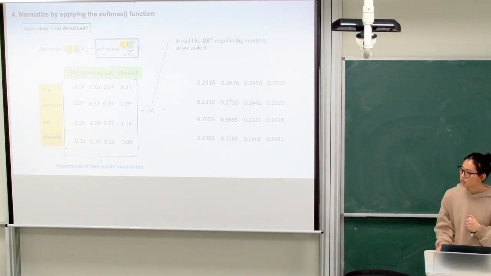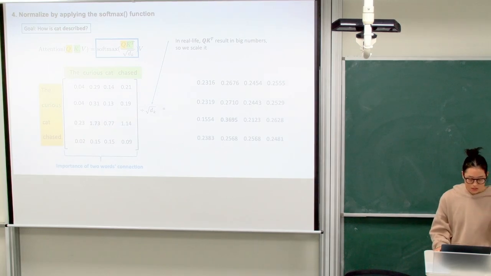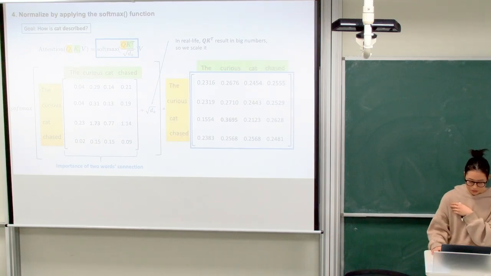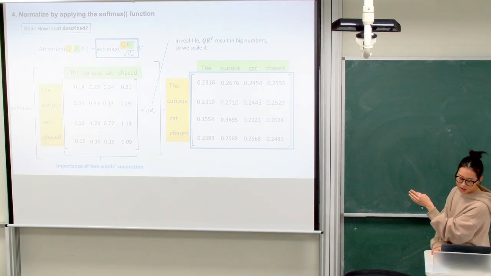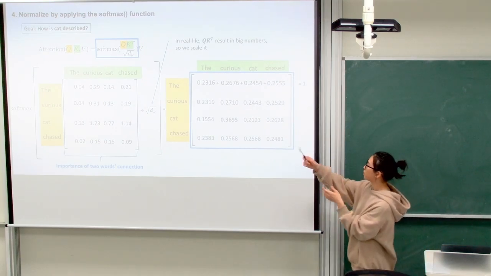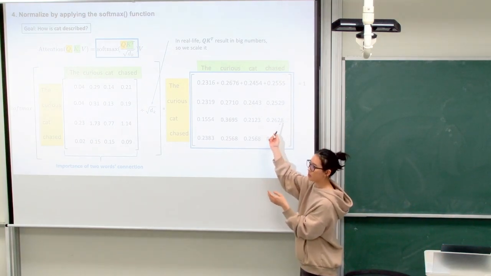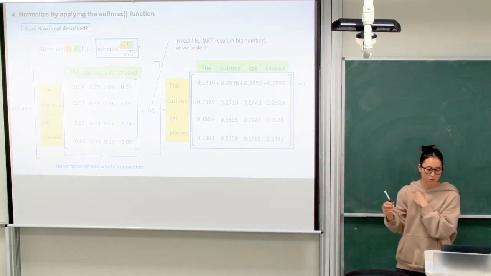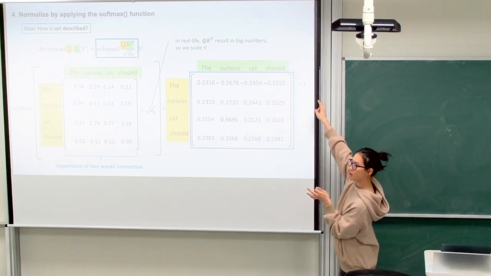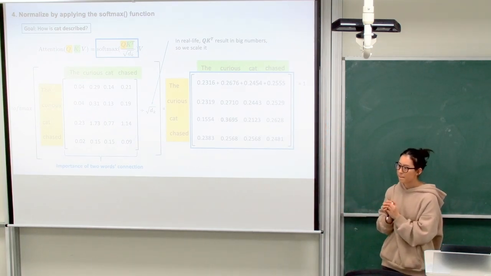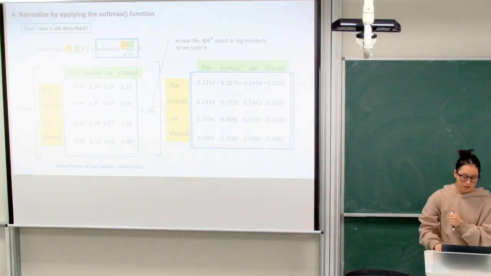What does softmax do? After scaling, these will be the values that we'll get. All these values will be in the range of 0 to 1, and if you add them up, it'll be 1. So why does the root d_k matter then?